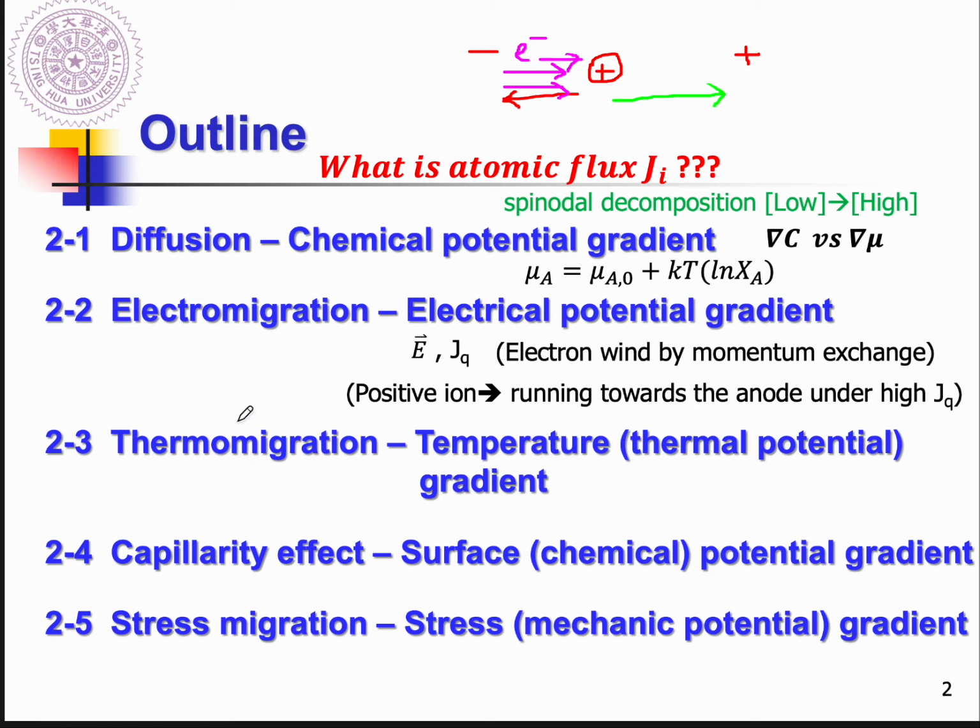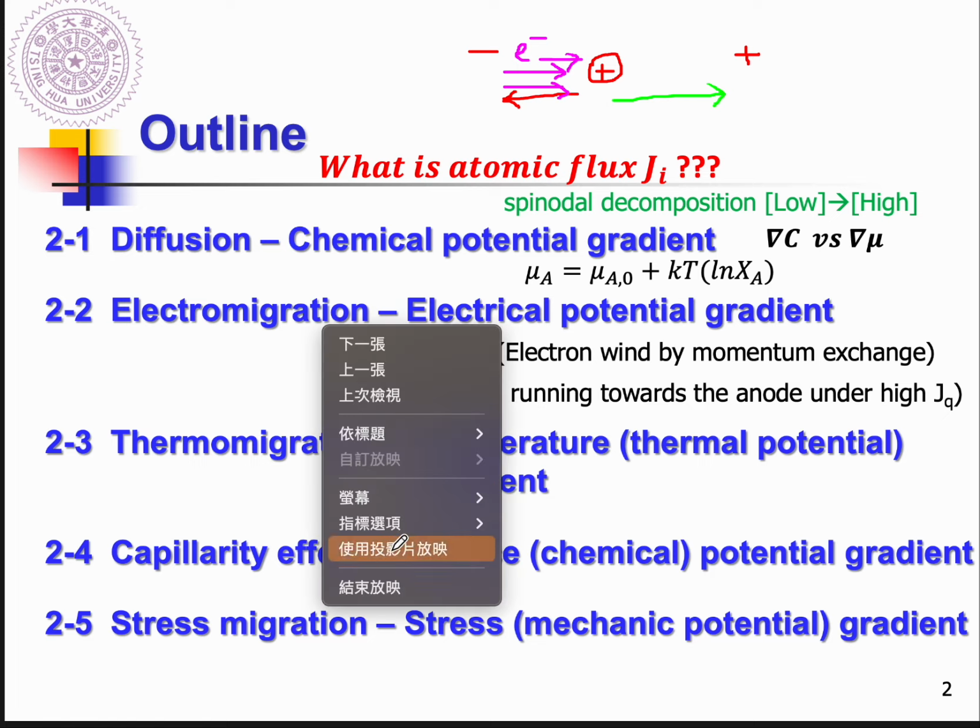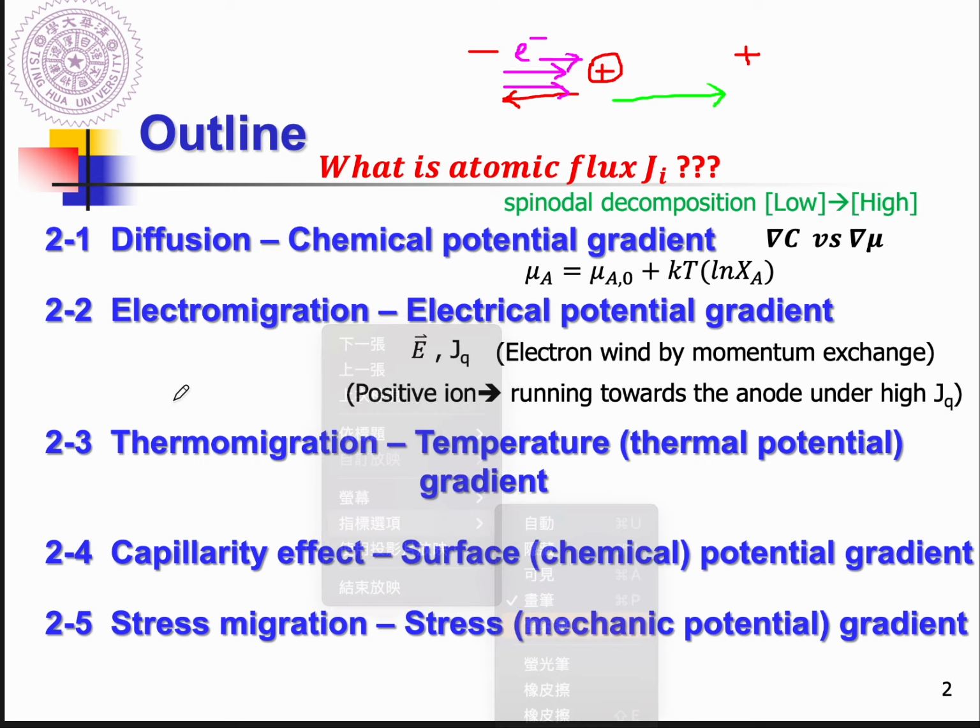So this is why electron migration is so important. We need to know how to avoid this when we design the conducting line, right?